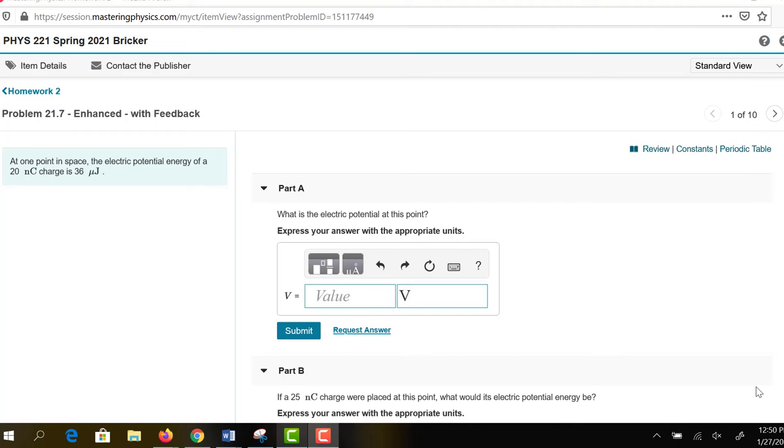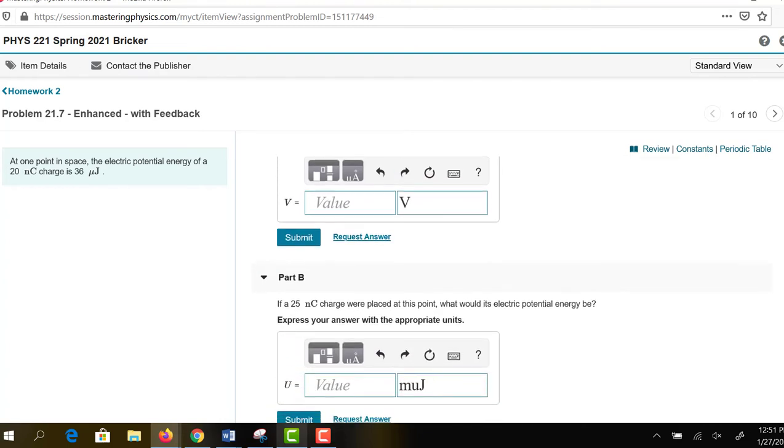So the first problem is: one point in space, the electrical potential energy, okay, so be careful, this is electrical potential energy, not electrical potential, of a 20 nanocoulomb charge is 36 microjoules. What is the electrical potential at this point? In other words, what is the voltage at this point? You can tell from the units.